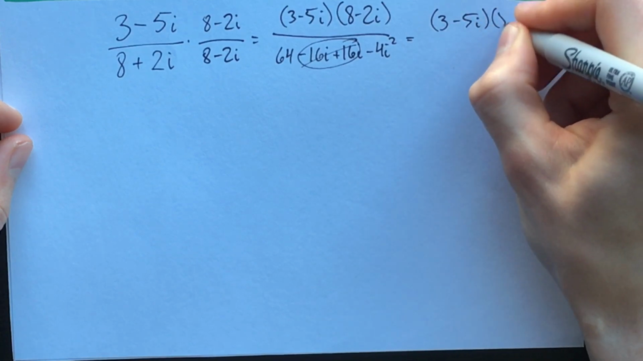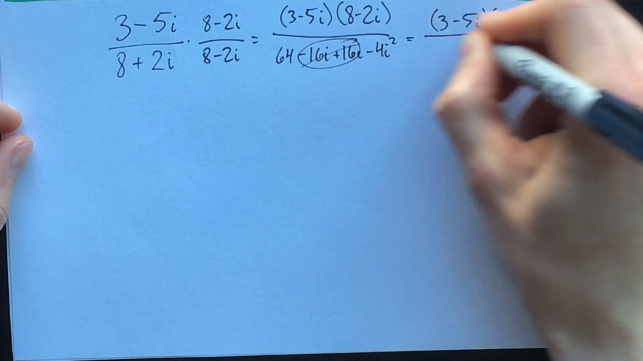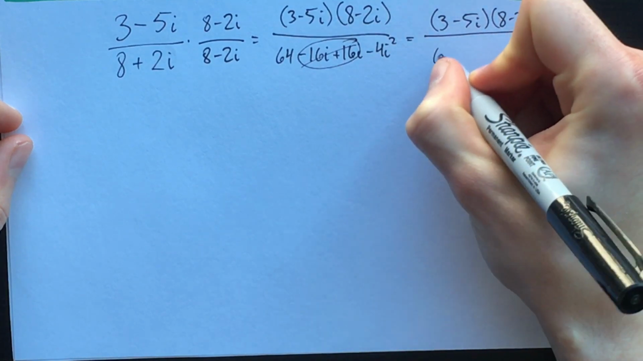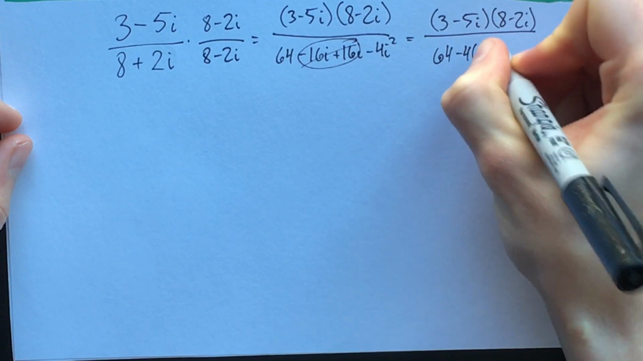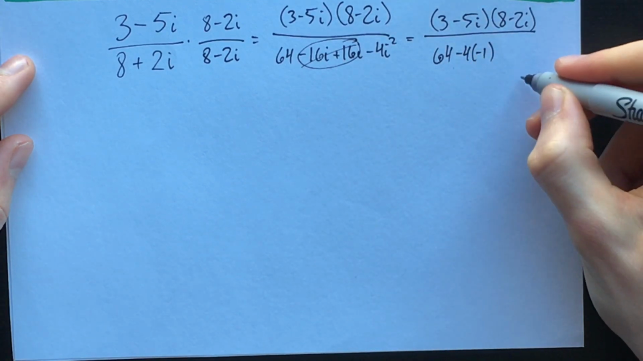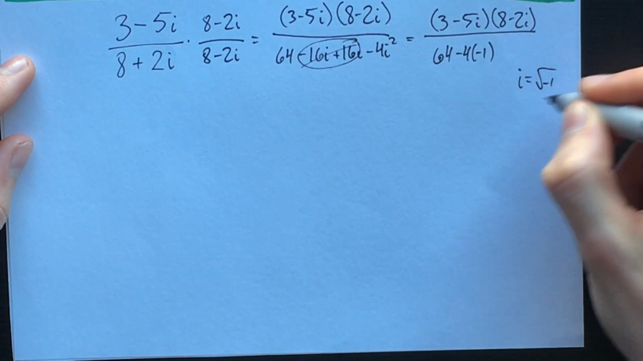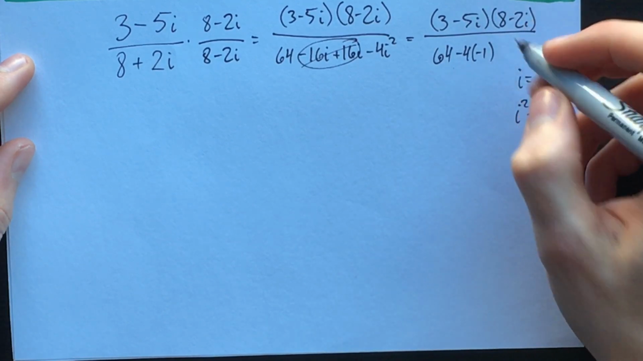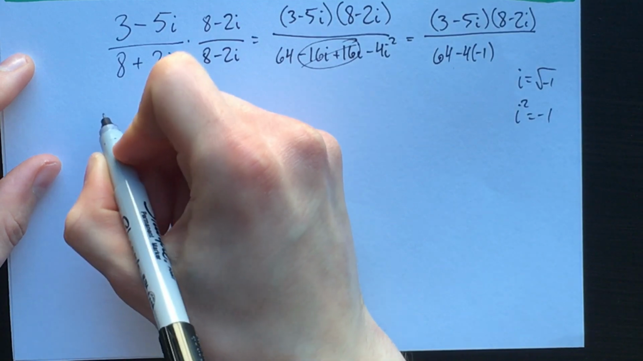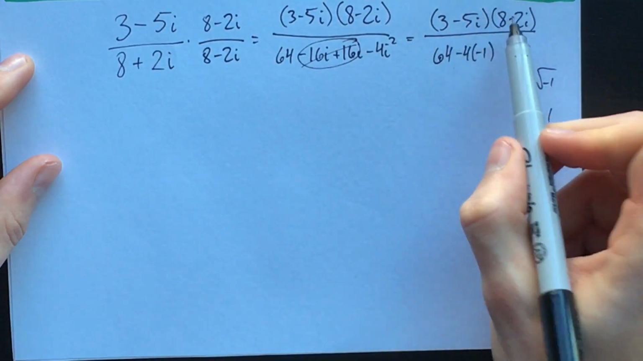That's (3 minus 5i) times (8 minus 2i) all over 64 minus 4 times negative 1, right? Because if you remember, since i is equal to the square root of negative 1, if you have i squared, you're just squaring that, so it just becomes negative 1. So let's scoot over here and start multiplying the top out.